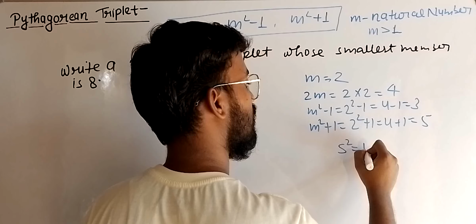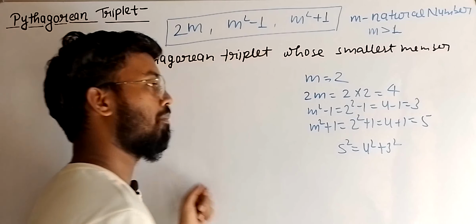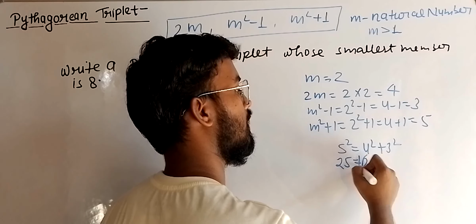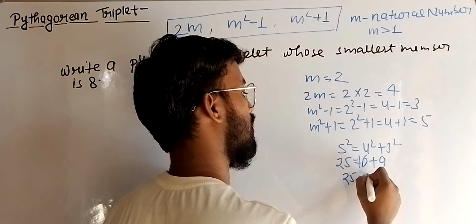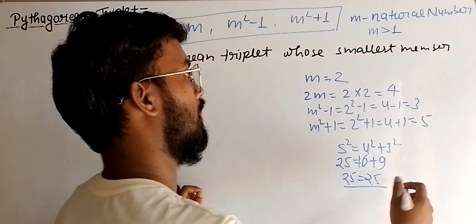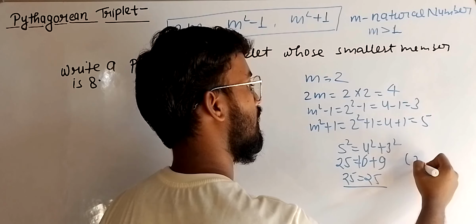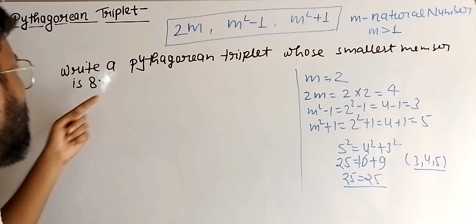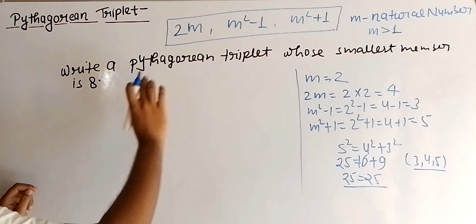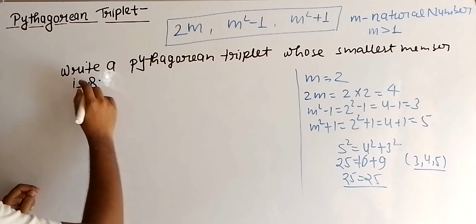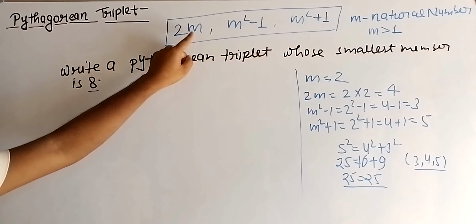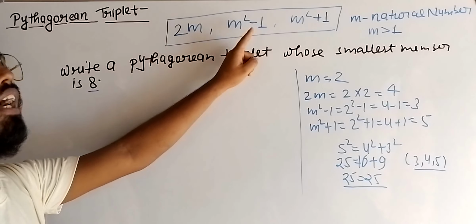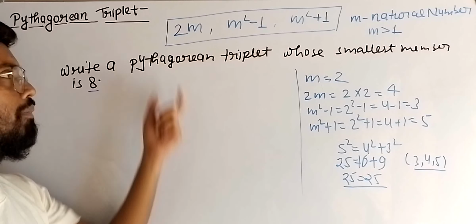Now 5 square is equal to 4 square plus 3 square. From Pythagoras theorem, here we are getting 25 equal to 16 plus 9, so 25 is coming out equal to 25. So the combination of 3, 4, 5 is a Pythagorean triplet. Now in this question it was asked that the smallest member of the Pythagorean triplet will be 8. So from this triplet we can't justify whether 2m is smaller or m square minus 1 is smaller. We have to cross check it.